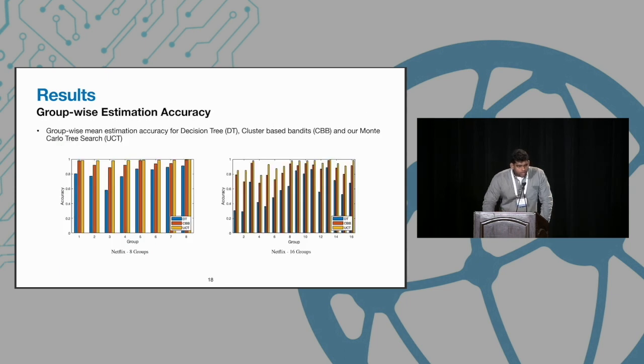If we dive into the group-wise accuracy, that means the accuracy of estimating for each group, we can see that we consistently show better results throughout all the groups compared to the decision tree and the cluster-based bandit.